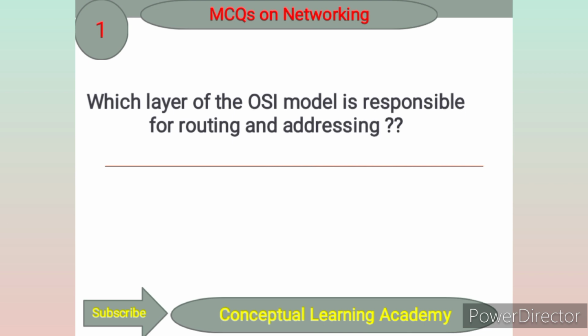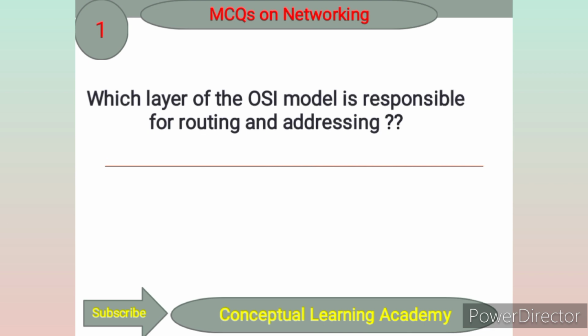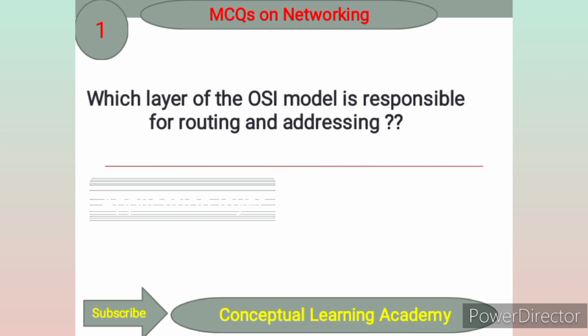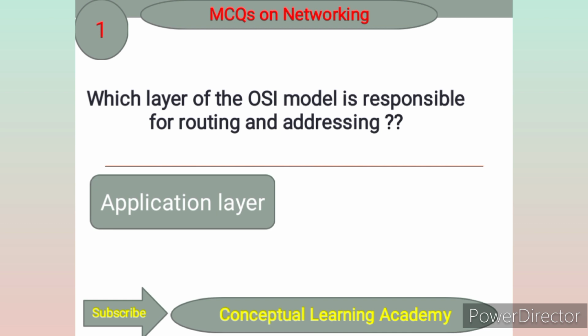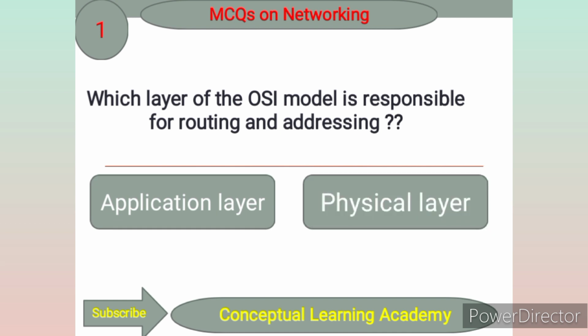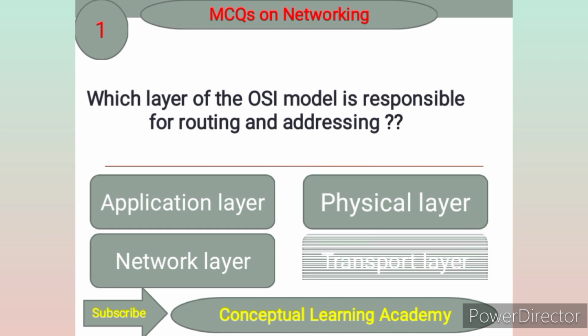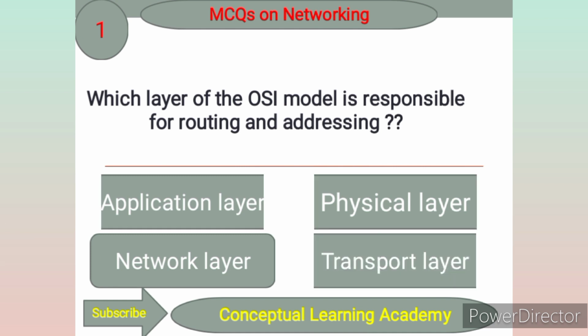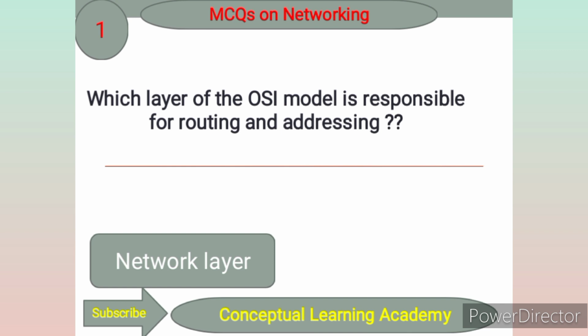Question number 1. Which layer of the OSI model is responsible for routing and addressing? Option 1, application layer. Option 2, physical layer. Option 3, network layer. Option 4, transport layer. The correct answer of this question is network layer.